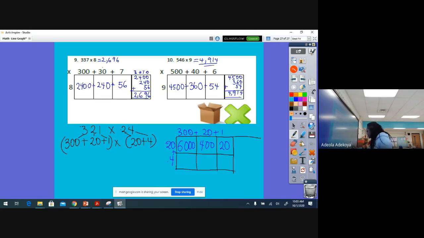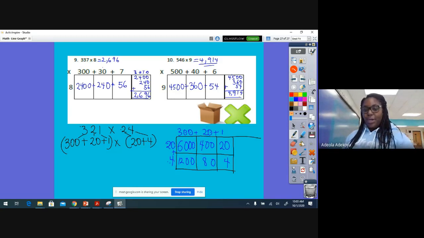Now, 4 times 300, I've got my 4 times 0 will give me 0. 4 times 0 again will give me 0. And then 4 times 3 will give me 12. Moving on to the next number, 20. 4 times 0 here will give me 0. And 4 times 2 will give me 8. And the last 2 numbers, 4 times 1, any number multiplied by 1 is the number itself.